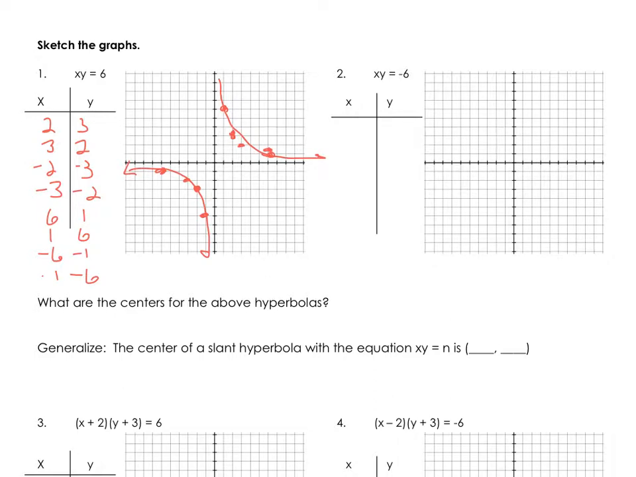Okay, so I finished xy equals 6, and so we have, again, asymptotes at the x equals 0 and y equals 0 line. And then our line of symmetry is that y equals x line. Okay, so we could try the same thing with x times y equals negative 6.